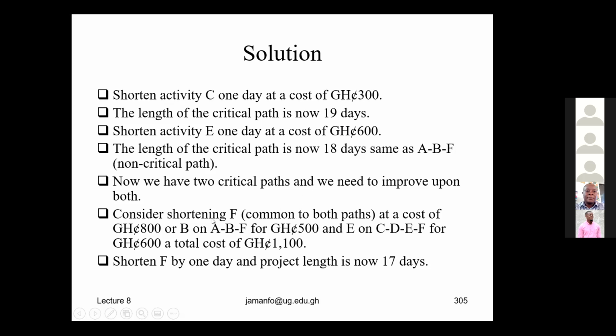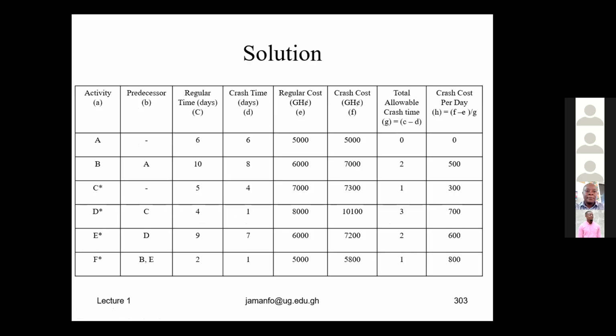So we can crash E again by another day, which is 600. And if we do so, we'll have 600 and 500 put together, and that will give us 1,100 cedis.